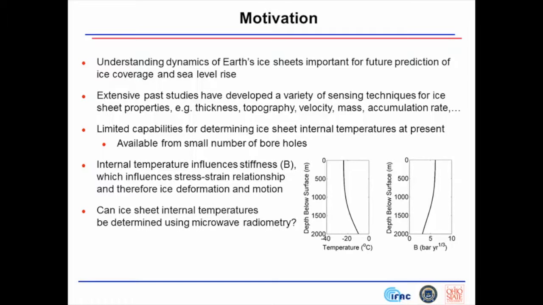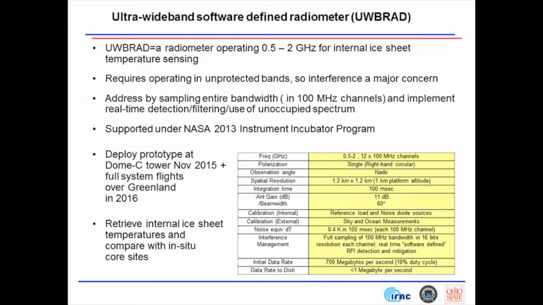A kind of sensor that can measure temperature information is a microwave radiometer. So this project is about trying to see if we can make a microwave radiometer that can measure the temperatures inside of an ice sheet. The instrument that's been defined is called the Ultra Wideband Software Defined Radiometer, UWBRAD. If you think about how you might do this, you need lower frequencies to penetrate into the ice sheet, and you probably need multiple frequencies to be able to see potentially different layers inside the ice sheet. So we're using a multi-frequency radiometer between 500 megahertz and 2 gigahertz to try and do this.